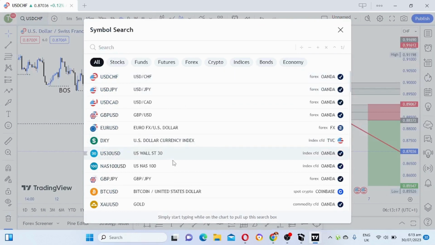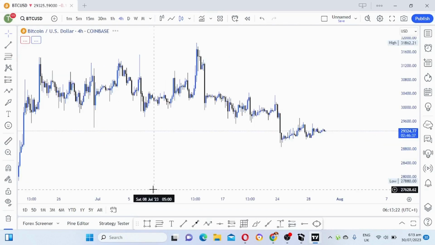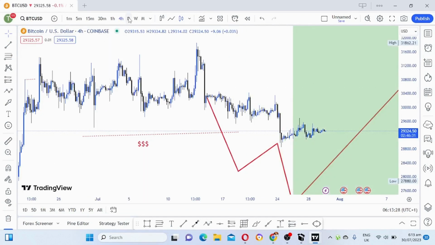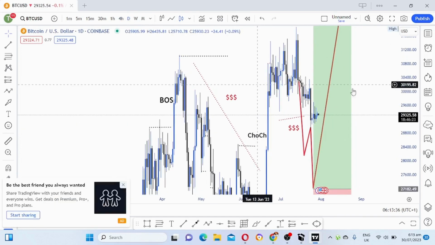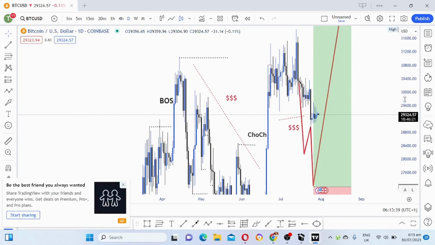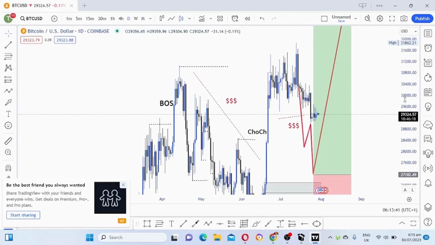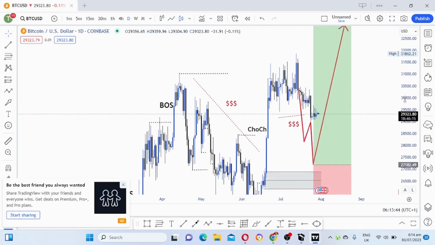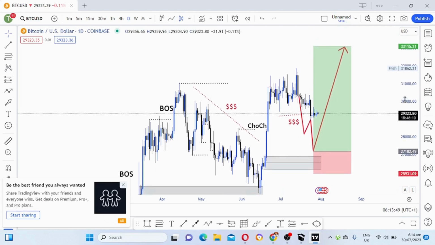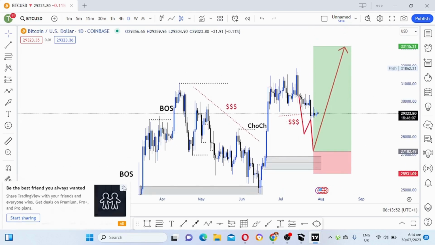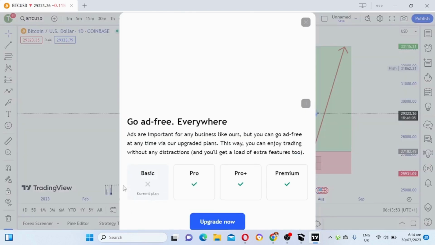Okay, now let's go to Bitcoin. As you can see on the higher time frames, we are bullish, but we are in a pullback now.